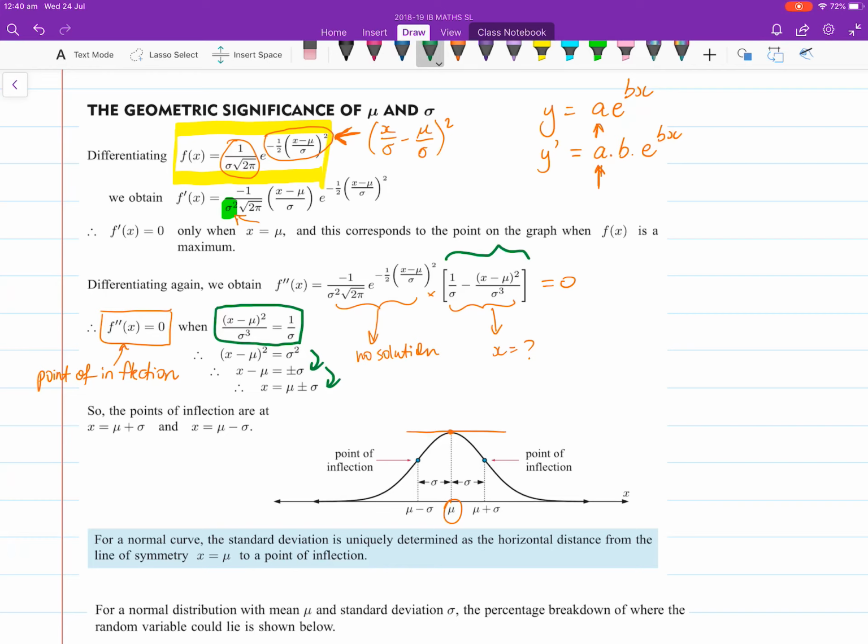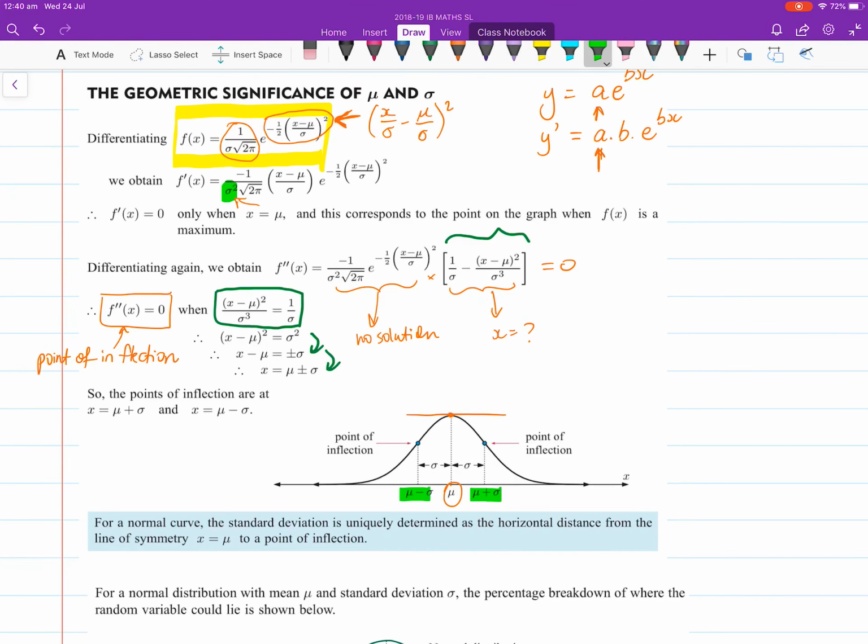So that means the points of inflection are at mu plus sigma and mu minus sigma, and you can see that here. Here's mu plus sigma and mu minus sigma. Those points of inflection are one sigma away from the mean, and that is actually called the standard deviation. So that size of sigma is your standard deviation.